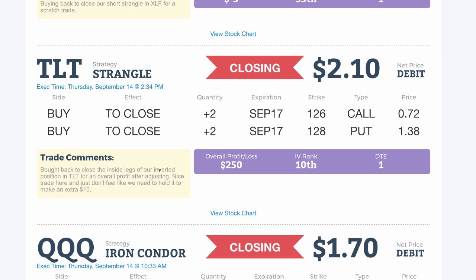And then we had this 126 Iron Butterfly that we adjusted. So we originally sold the 126 Iron Butterfly for like $270 or so, and then rolled up our puts and went inverted by $2 to collect an additional premium. So all we had to buy back was the inverted strikes, which is the 126 call and the 128 put.